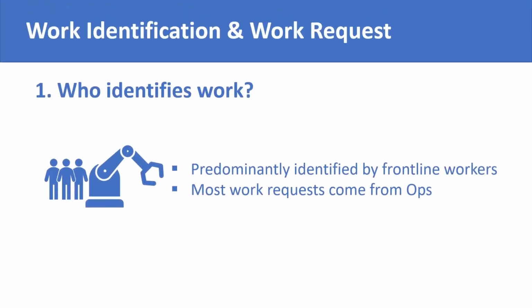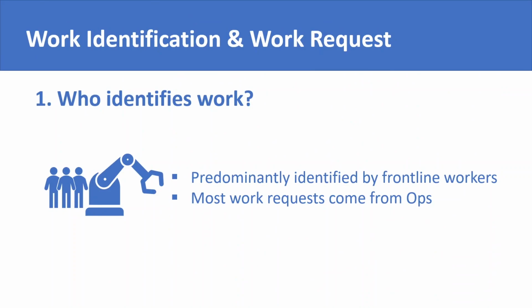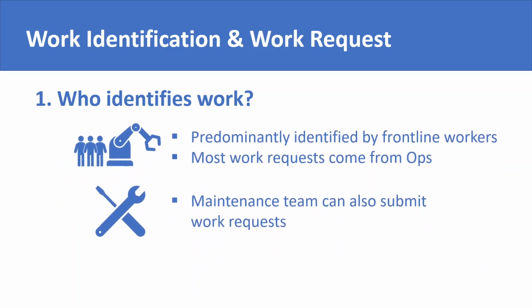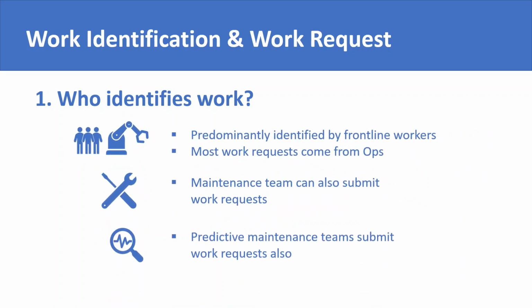We earlier discussed how operations team predominantly identifies work. However, other departments, including the maintenance team, can also identify work and submit work requests. For example, in many state-of-the-art industries, there is a dedicated predictive maintenance team. This team comprises engineers and technicians who use predictive maintenance techniques to foresee equipment failures.